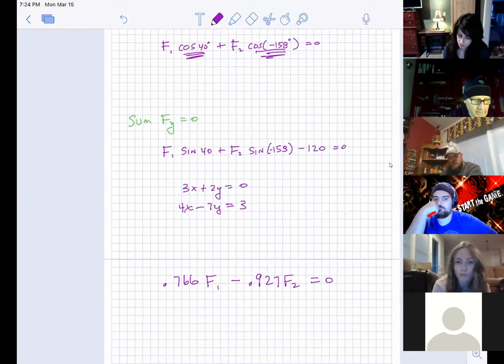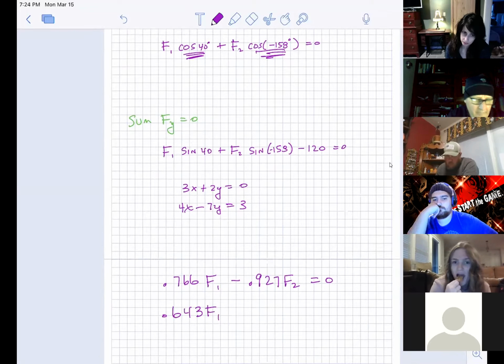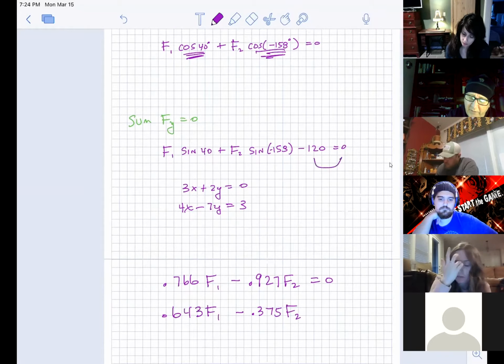Same thing with sine. Sine of 40 is 0.643, so 0.643 times force 1. Sine of negative 158 is predictably negative, negative 0.375, force 2. And then minus 120 equals 0. If I add that to the other side, I get 120.